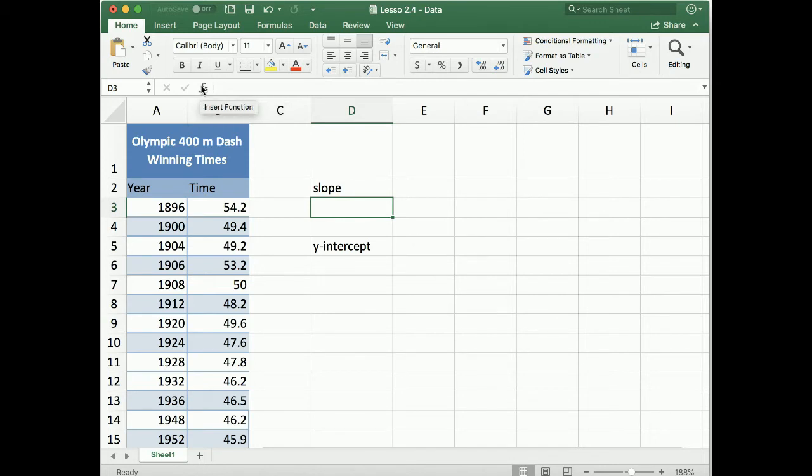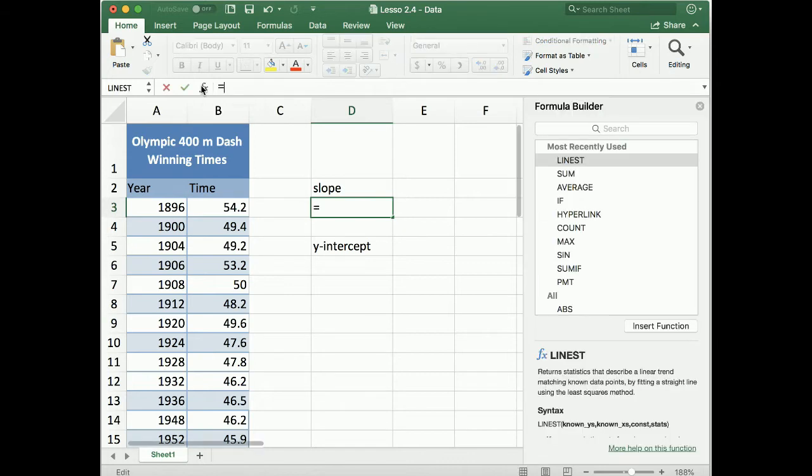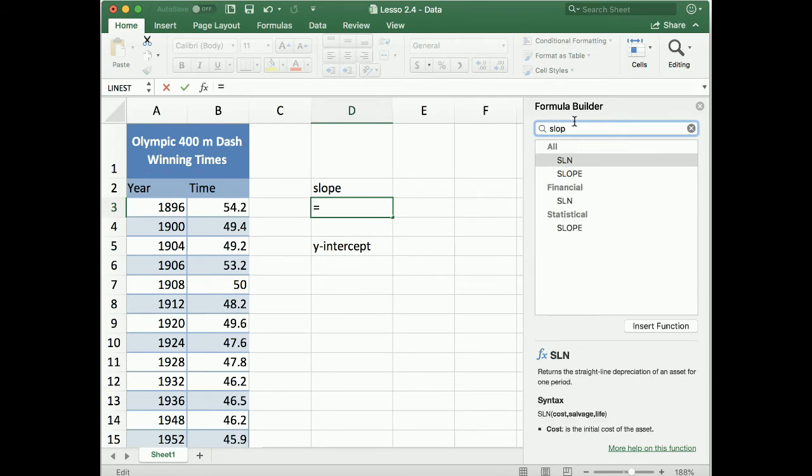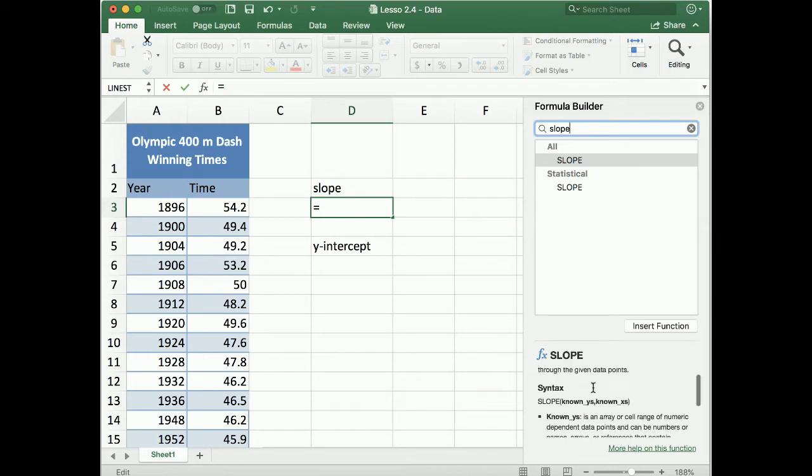And so we're not real familiar with these, so I'm going to go ahead and use insert function, and it brings over this bar here that we can search. And I just want to find, how do I find the slope? So here it says slope, and down here it explains what it is, returns the slope of the linear regression line through the given data points. And that's what we want. So we're looking at regression lines here.